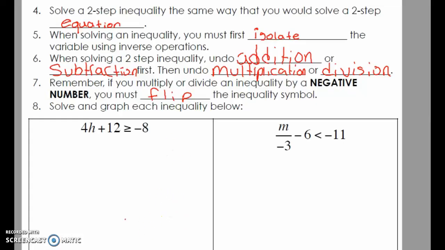And then I'm going to start, you guys can help me. I see 4h plus 12 is greater than or equal to negative 8. Alex told us we have to undo addition or subtraction. So do you see addition or subtraction? So what should we undo it with? Subtraction. We're going to subtract 12 on the left side and subtract 12 on the right side. Very good. I draw one bar underneath because I'm adding and subtracting.